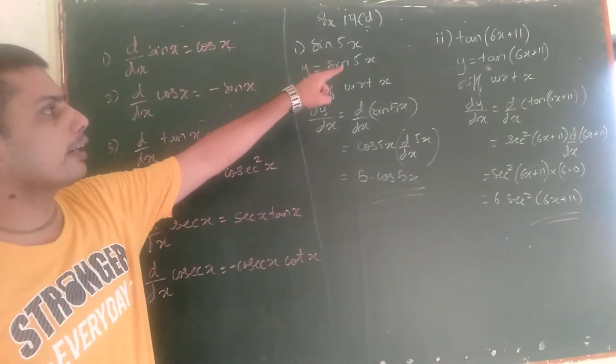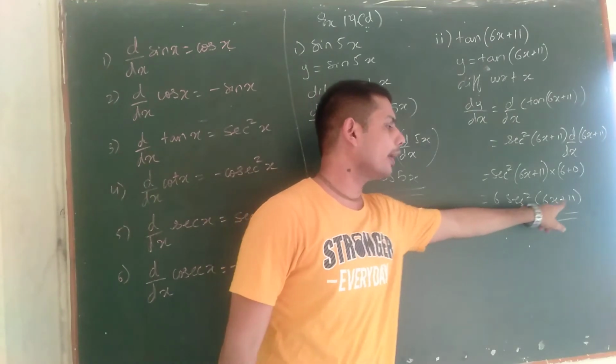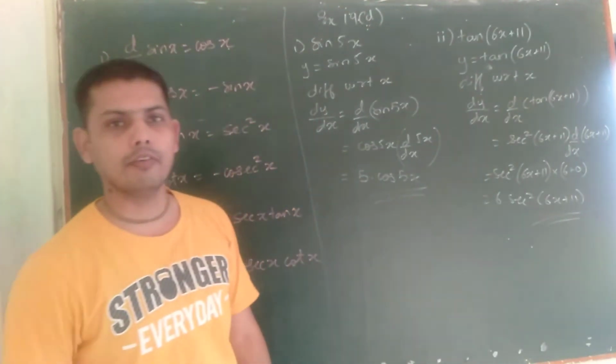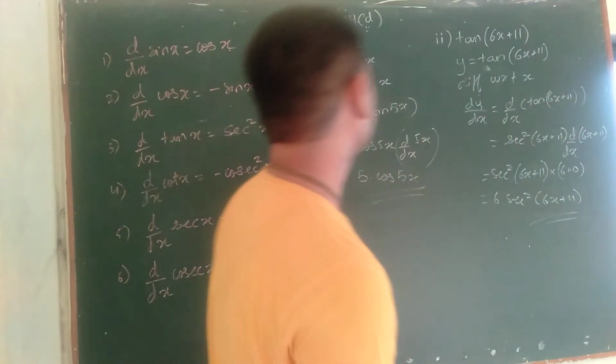So the derivative of tan (6x plus 11) is 6 into sec square (6x plus 11). Okay? Clear up to here? Come on, let us take the other question.